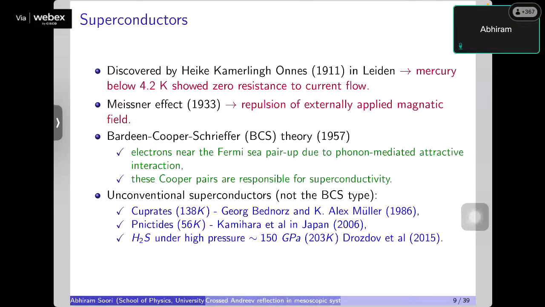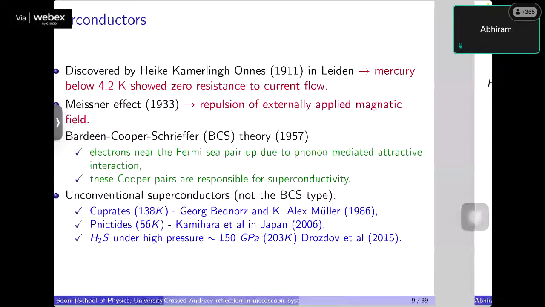I am telling you this theory in a nutshell, but there are many finer details of this theory, which you will have to read up and learn more physics to appreciate. There are also unconventional superconductors which are not BCS type, but we will study only BCS type superconductors.